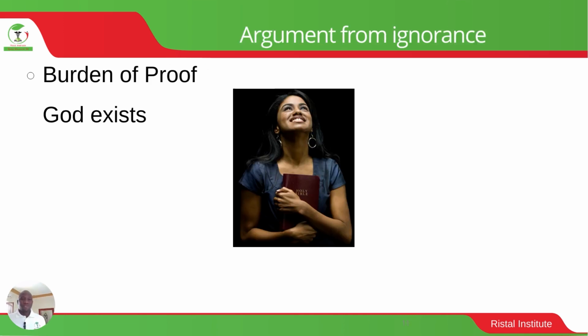Some people argue from ignorance. It is a fallacy where, because there is no evidence that something exists, you use that as evidence that that thing actually exists. Okay, so it is also called the burden of proof. Someone will say God exists because the Bible says God exists. Saying so is not evidence that a God actually exists. So that is a kind of fallacy.